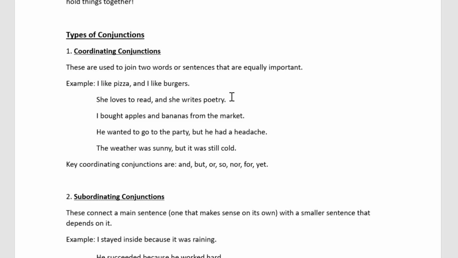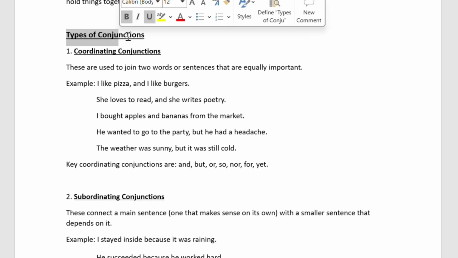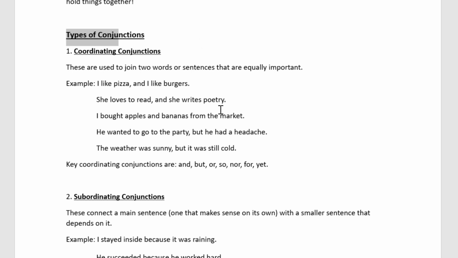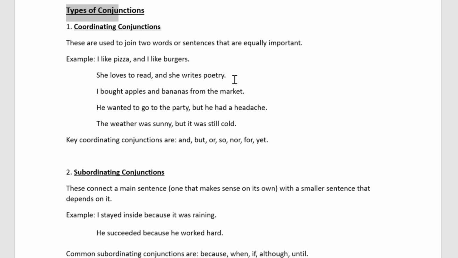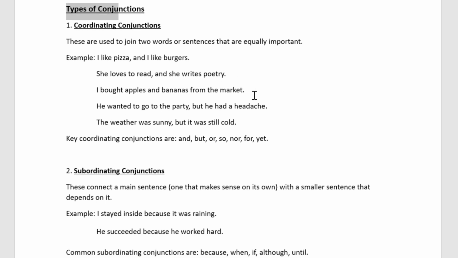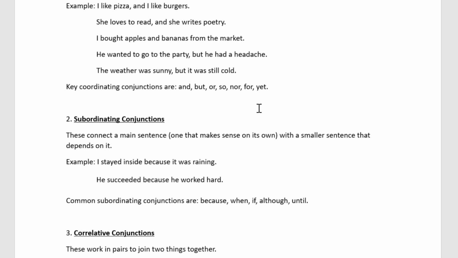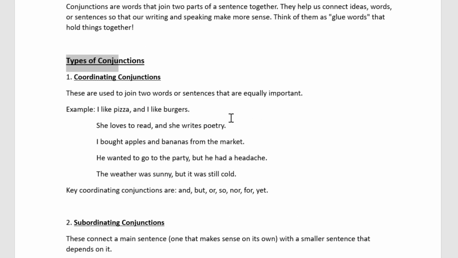And let's talk about different types of conjunction. There are basically three types of conjunctions: coordinating conjunctions, subordinating conjunctions, and correlative conjunctions. I'll be discussing all three of them one by one, so stay tuned.